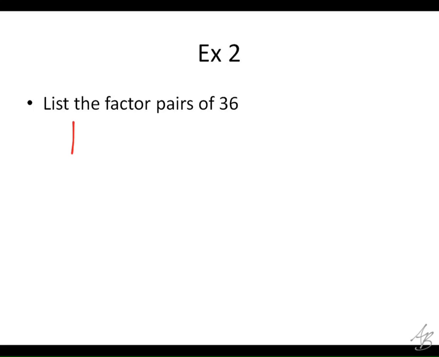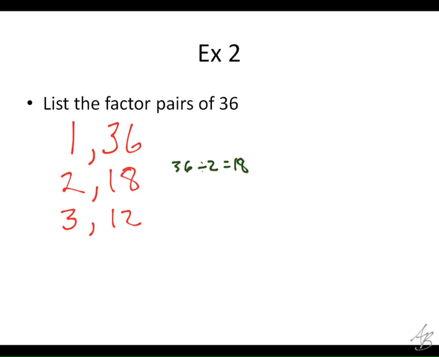All right, so we're always going to start with 1. What goes with 1 here? 36, okay. Does 2 work? Does 2 go into 36? Yeah, we can check that. We can do 36 divided by 2 and we get 18. So that means that 2 and 18 are a factor pair here, right? Okay, how about 3? 12. Yeah, 36 divided by 3 gives us 12. So 3 and 12 would be a factor pair for 36.